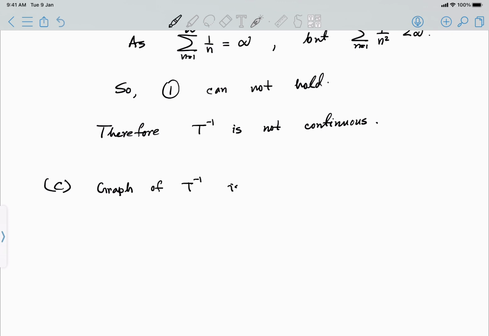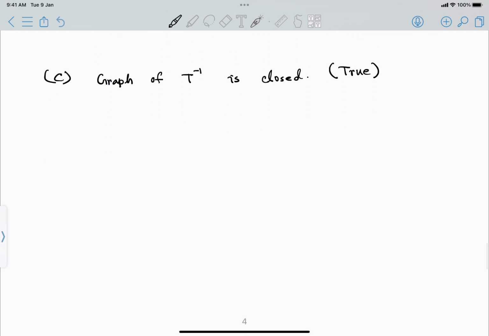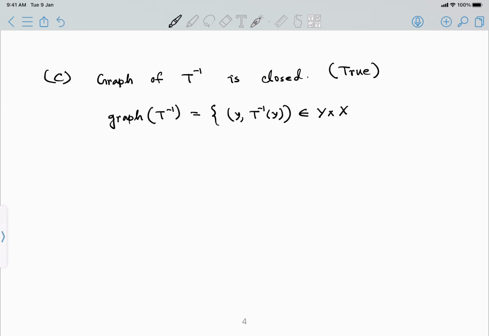Graph of T inverse is closed. So we'll show that this is true. So what is graph of T inverse? Graph of T inverse, this is y comma T inverse y, so this is y comma x such that y belongs to capital Y.